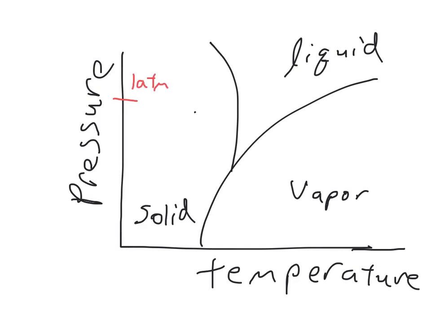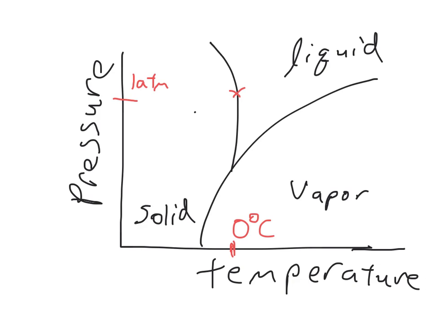This diagram is by no means exact. If you want an exact diagram with numbers and everything, Google it online and find something exact. But this is just for illustrative purposes. But at 1 atmosphere, if I were to come across here and look at that transition between solid and liquid, that would be right here at 0 degrees Celsius. So that's the freezing point of water.